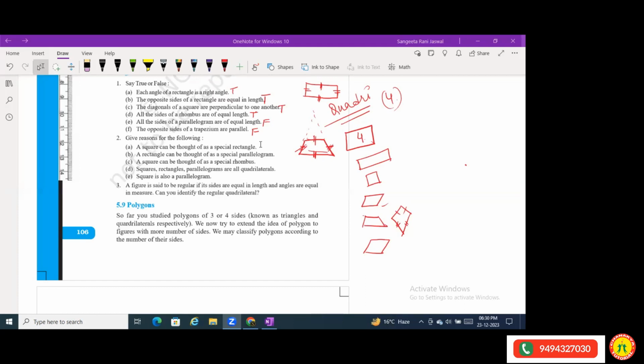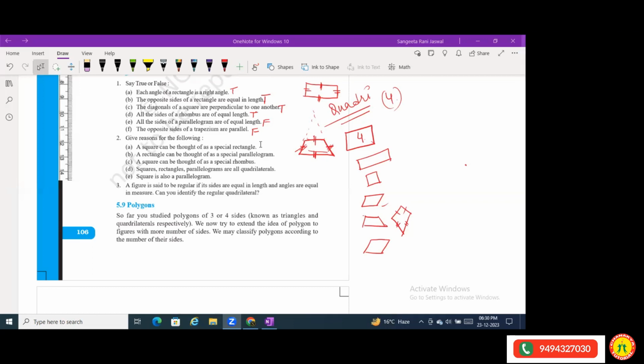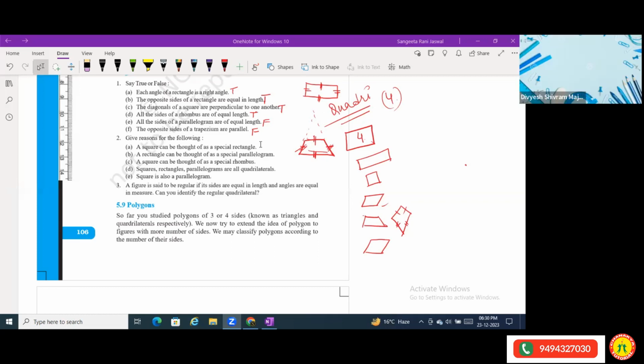Okay, next one is Divesh. Divesh, tell me the C part. It can be thought of as a special rhombus. Yes, ma'am, it can be. We can say that it is a special kind of rhombus.